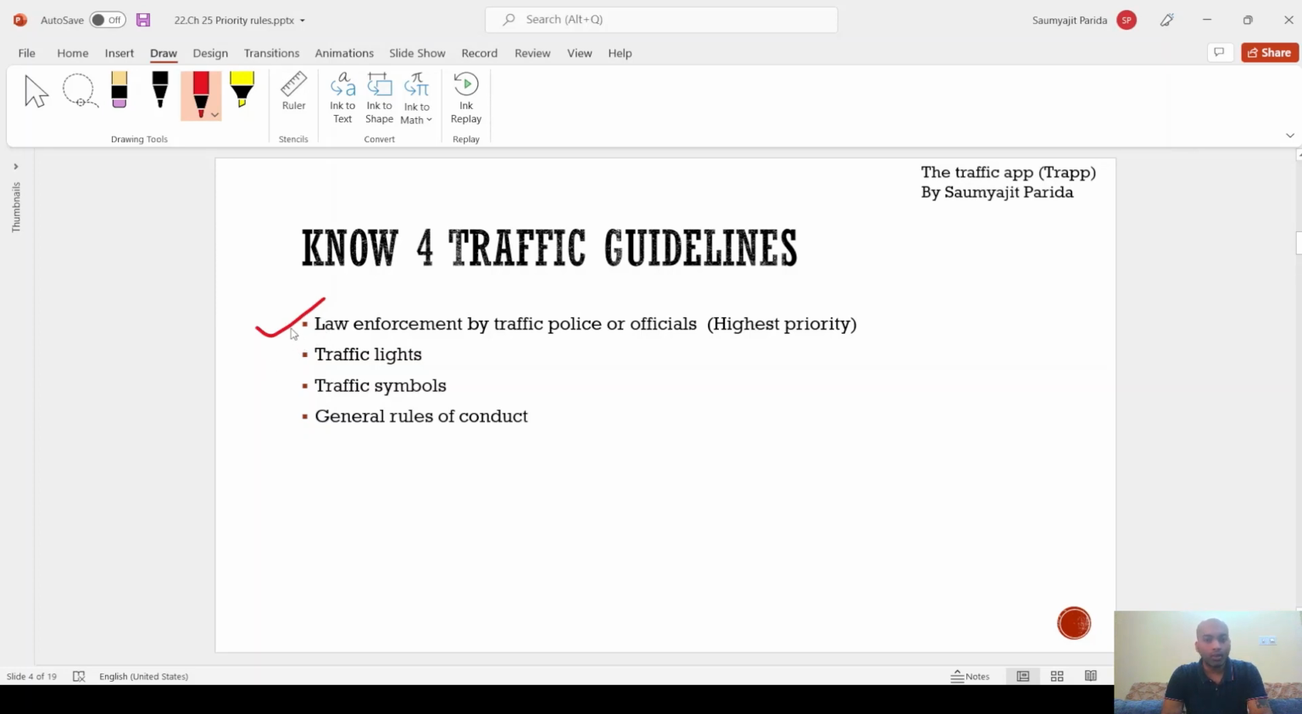If there are no traffic officers, then we have to follow the traffic lights. The second priority is the traffic light. The third order of priority is traffic symbols. Then come the general rules, like I have to keep to the right and give priority to people coming from the right. So this is the order of priority for car drivers.